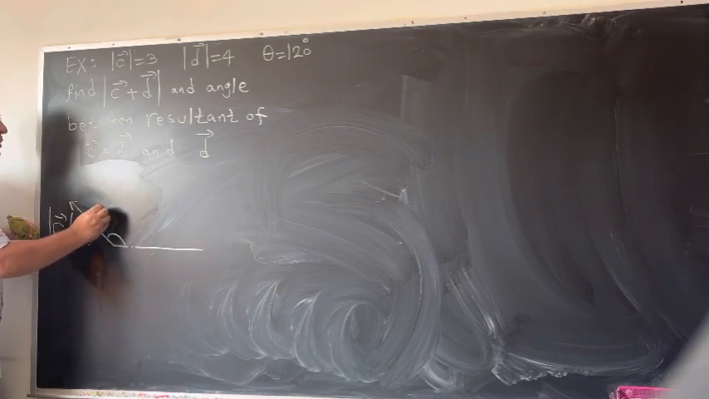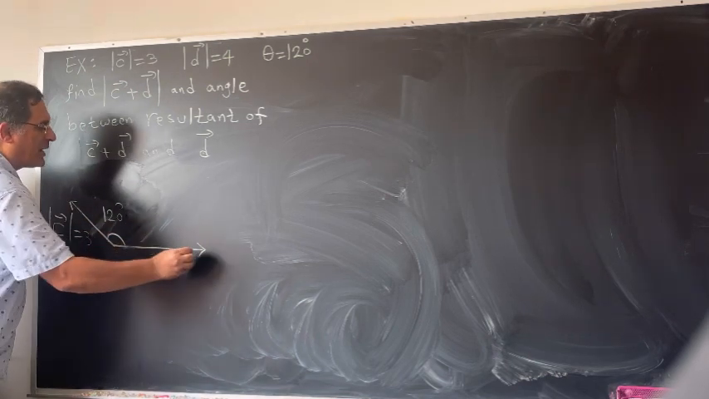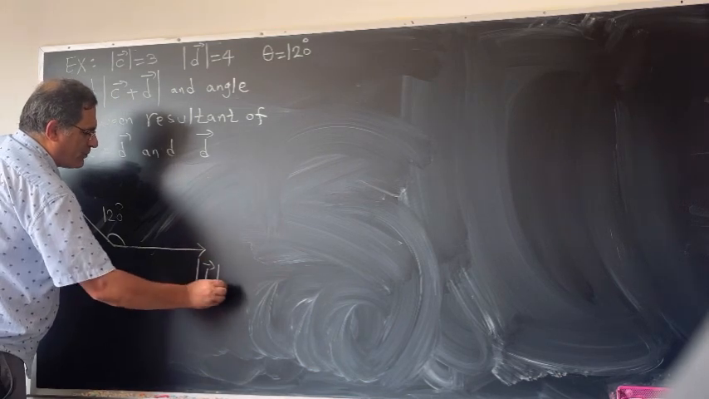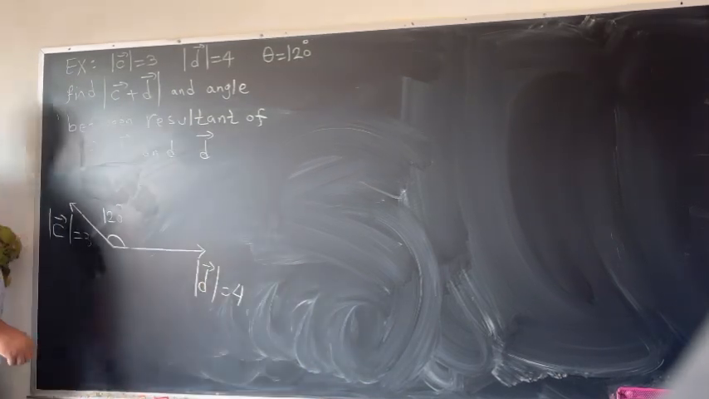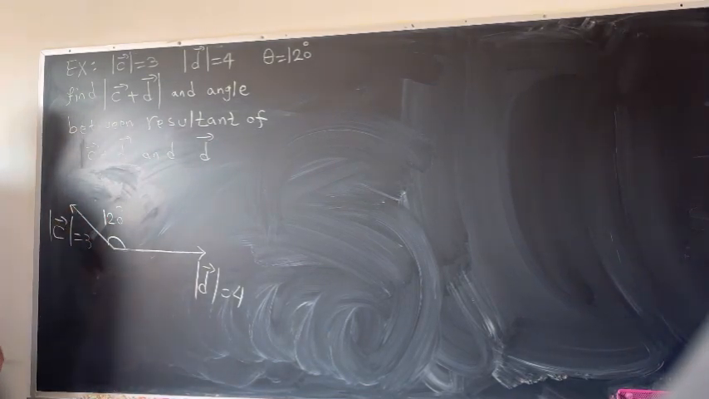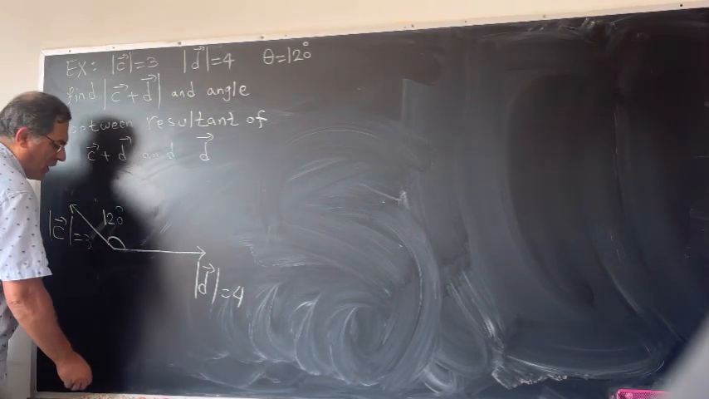The angle between the two vectors is 120 degrees, and the magnitude of vector D is 4 units. You want to find the addition, or resultant, of the two vectors.